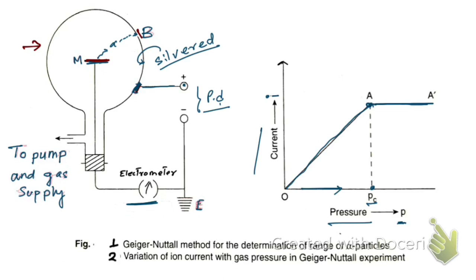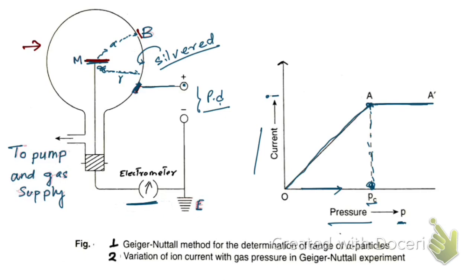Now you see, the range of this alpha particle here is the radius of this bulb. The pressure at this point, when we get the saturation current, is called the critical pressure. So the maximum range that an alpha particle can travel is equal to the radius of this bulb. So from this radius we can find the range.